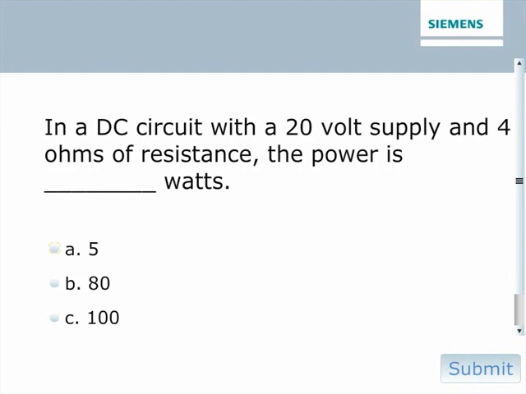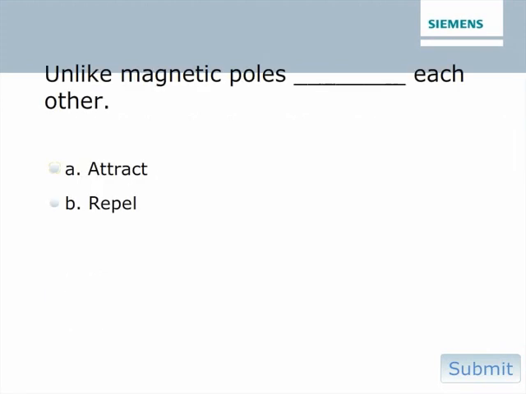Question 4. In a DC circuit with a 20 volt supply and 4 ohms of resistance, the power is blank watts. Is it A, 5, B, 80, C, 100, or D, 320? Question 5. Unlike magnetic poles, blank each other. A, attract, or B, repel.